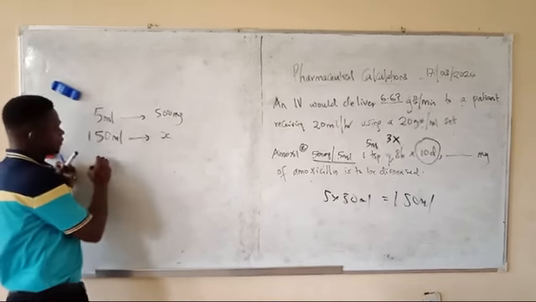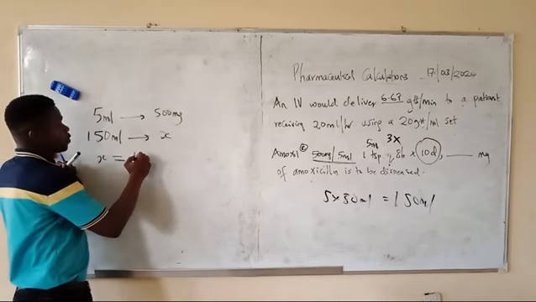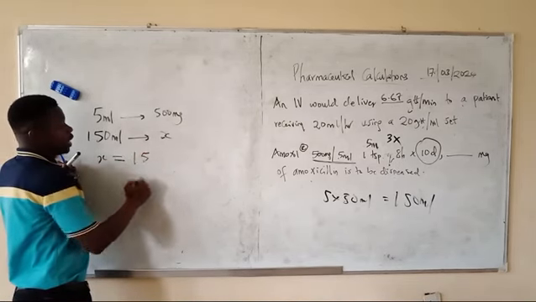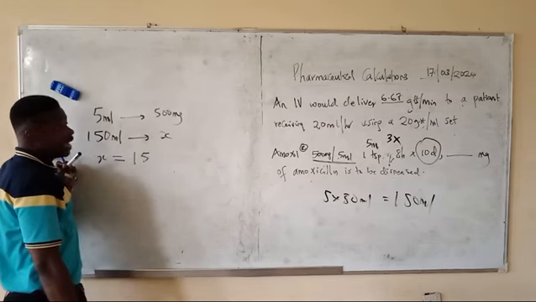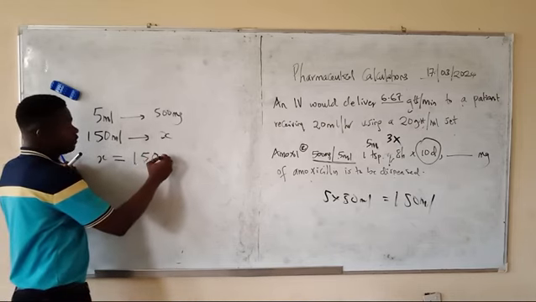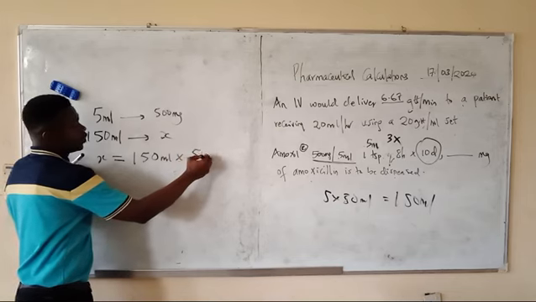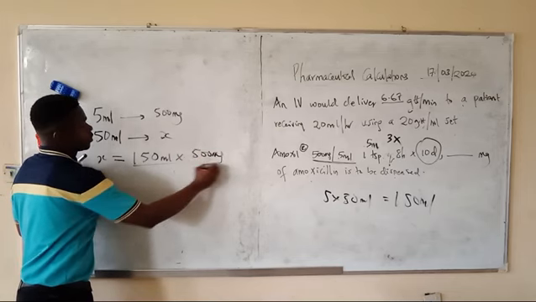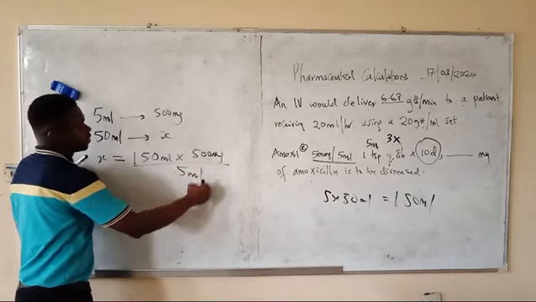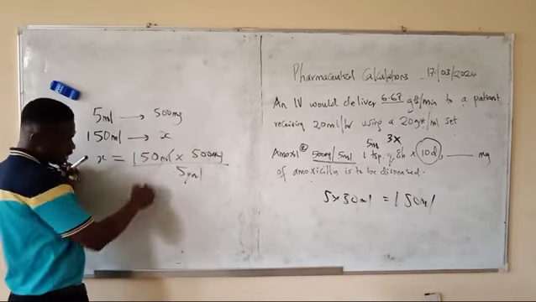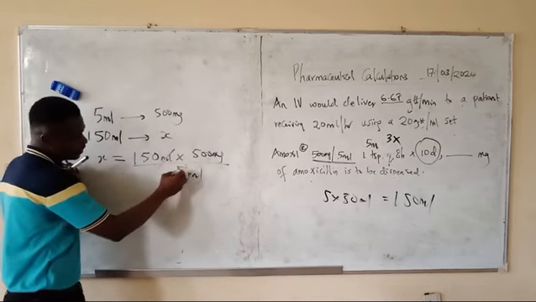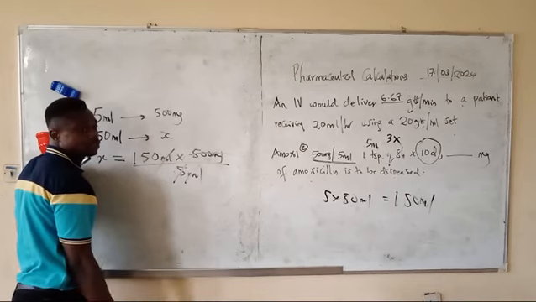X is now equal to what? 5 ml, no, 150 ml times 500 milligrams over 5 ml. So ml will do what? Cancel. Cancel ml. So let's cancel. We have what? 500 divided by 5 is what?